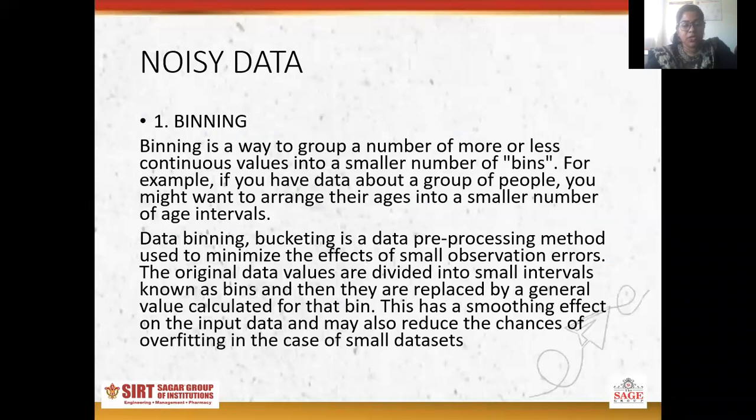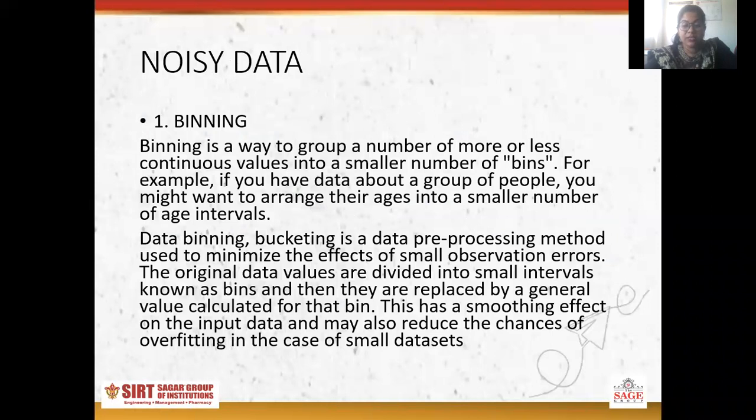First method to deal with noisy data is binning. Binning is a way to group a number of more or less continuous values into a smaller number of bins. For example, if you have data about a group of people, you might want to arrange their ages into a smaller number of age intervals.